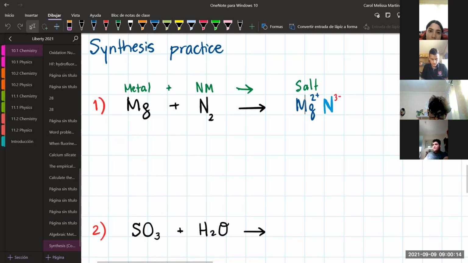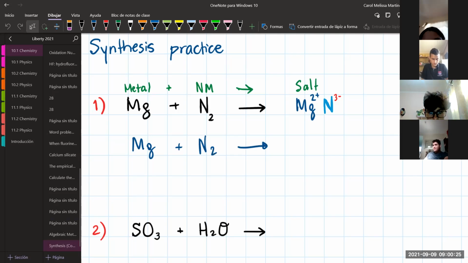Okay, what do we do with the charges? You cross them. I crisscross the charges. Okay, I crisscross the charges and I will have Mg3N2. And that is the compound that is going to be formed. If I have to name it, it would be magnesium nitride because it is a binary ionic compound.